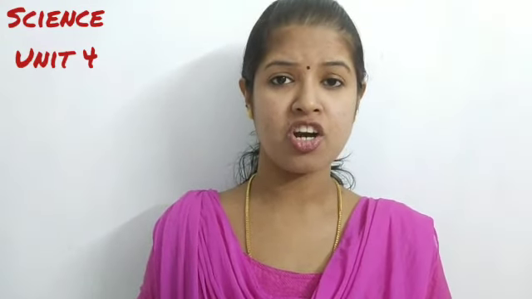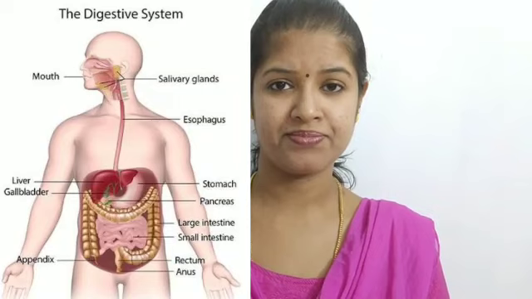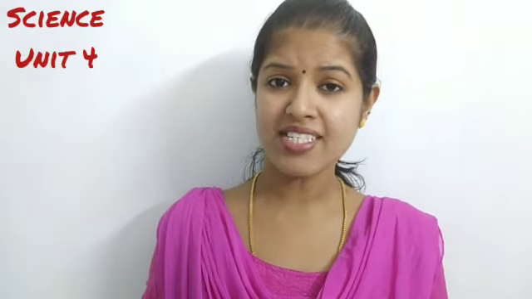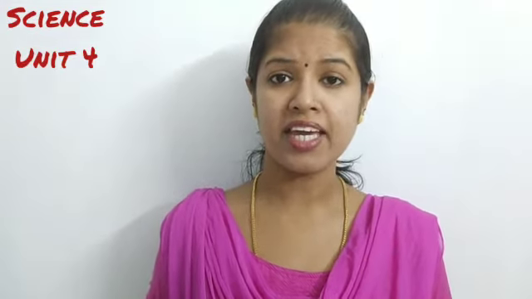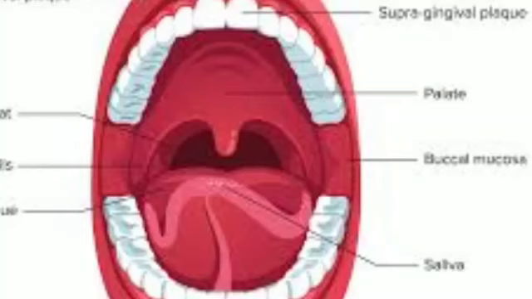See, this is the picture of a digestive system. First, our digestion begins in the mouth. Inside the mouth we have teeth, tongue, then lips, then saliva. Saliva is an enzyme which is produced by certain glands present in our mouth. Those glands are called salivary glands. So it is an enzyme, children, saliva.